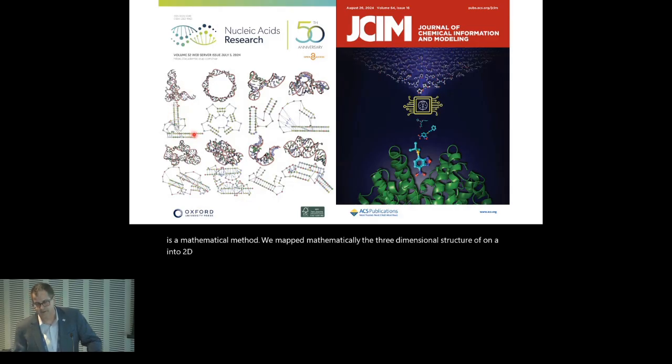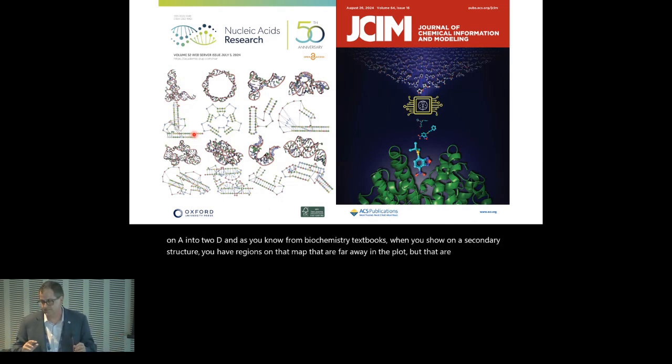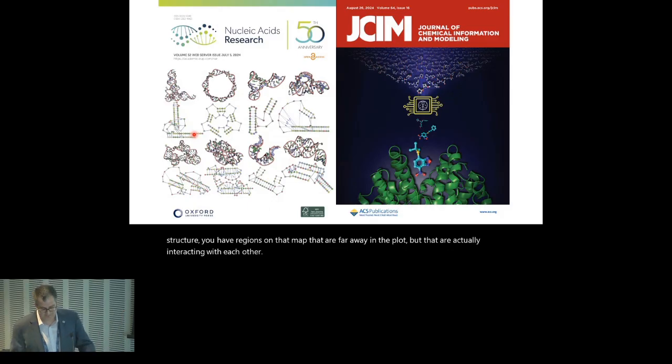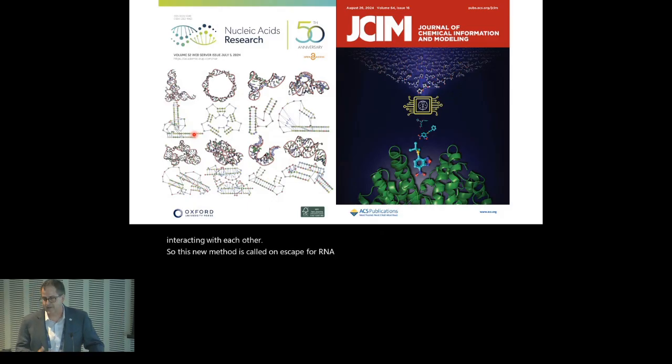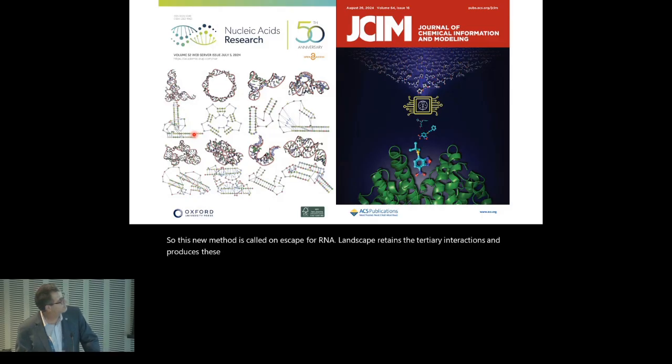And as you know from biochemistry textbooks, when you show RNA secondary structure, you have regions on that map that are far away in the plot, but that are actually interacting with each other. So this new method is called RNAscape, for RNA landscape, and it retains the tertiary interactions and produces these two-dimensional plots. This is the cover for DrugHive.